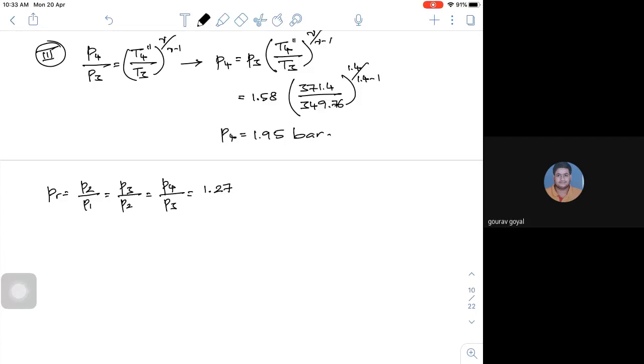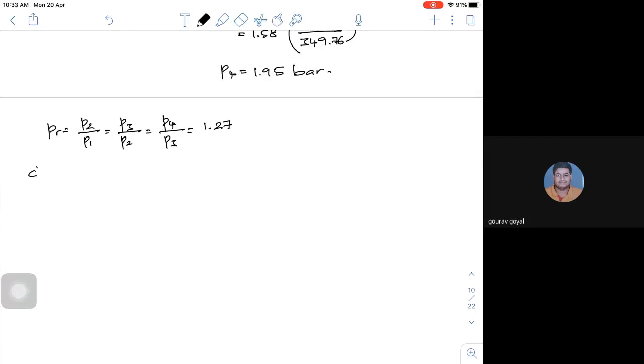Okay. The last thing which we are supposed to find is your compressor efficiency. What is it actually? The compressor efficiency is equal to your T4 dash minus T1, divided by T4 minus your T1. What is the value of T4 dash? How can I get the T4 dash? Okay, if you want to get the T4 dash, I should use the expression.